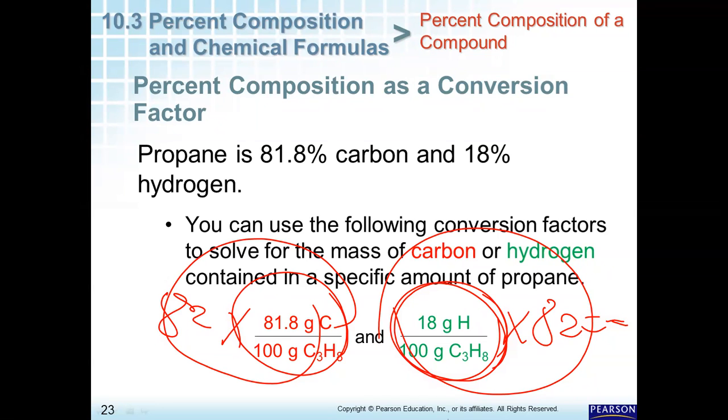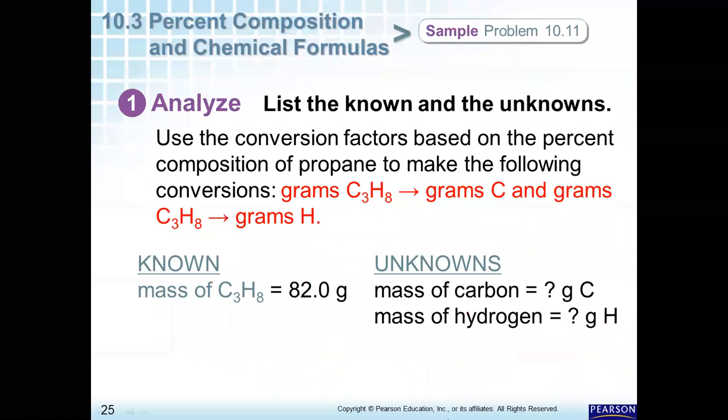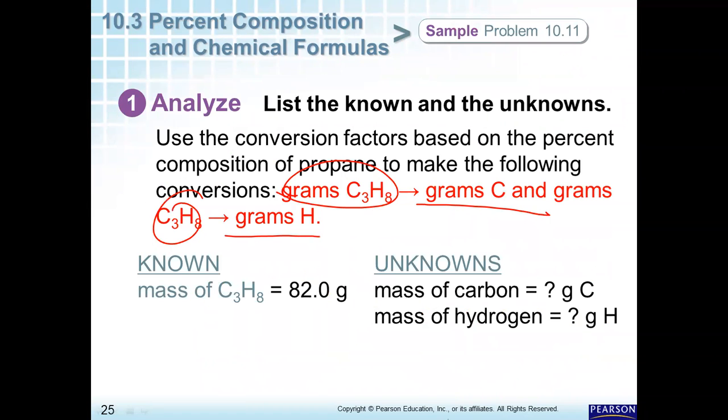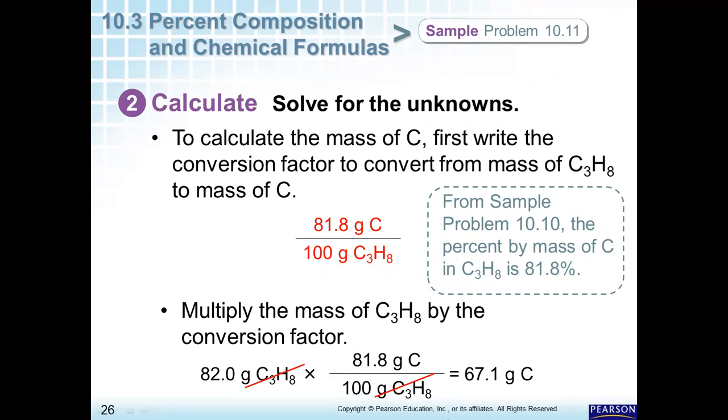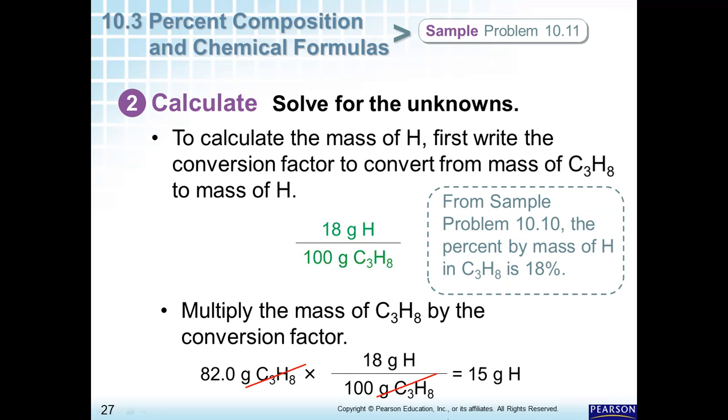Sometimes the percent composition is provided to you, and it will give you a certain weight of a compound and ask you how much is each element. Let me just show you the numbers. Here, from the grams of this into grams of carbon and grams of this into grams of hydrogen. That's what we did. So we use this conversion factor for carbon, and that is 67.1 out of the 82. And for the hydrogen, it is going to be 15. If you add the 67, it's going to be roughly around 82. Is that clear?